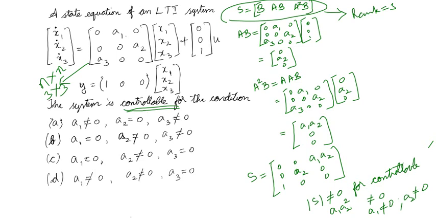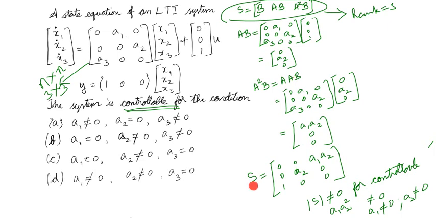So B, we know what is B. We have to find what is A into B. This is your A, this is your B term. So you multiply, we get this expression. Then A square B is nothing but A into AB. We already found AB, that's here. Multiply with A, we get this term.